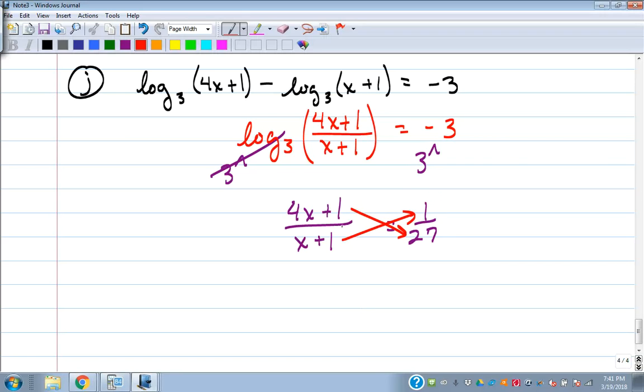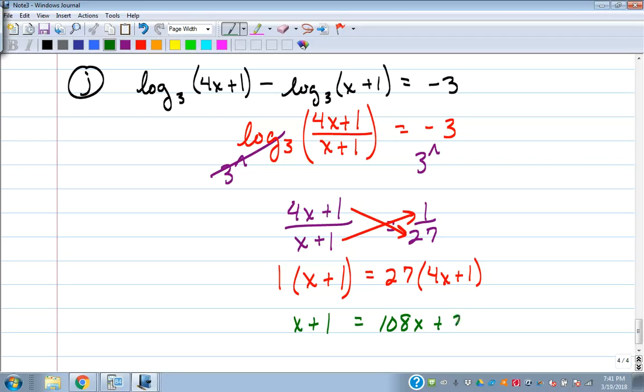Bottom times top. 1 times x plus 1, x plus 1. 27 times, so technically this is what's happening. I'm cross multiplying bottom times top, bottom times top. And it's just distributive property for this. So 1 times x and 1 times 1 just gives me x plus 1 on that side. Which is nice. On the other side, it's not quite as pretty because I got 27 times 4, which would be 108, plus 27.